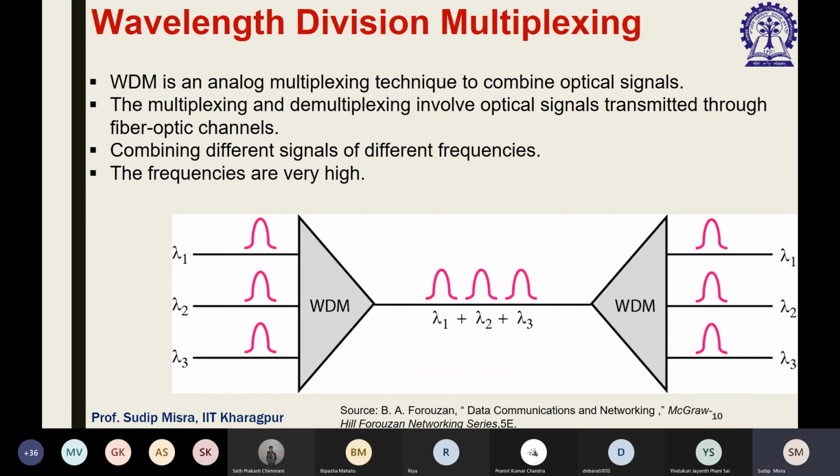The second concept, which is quite similar to what we have covered, is called wavelength division multiplexing. Conceptually, you are doing exactly the same thing, but instead of the frequency, you are now playing with wavelengths.